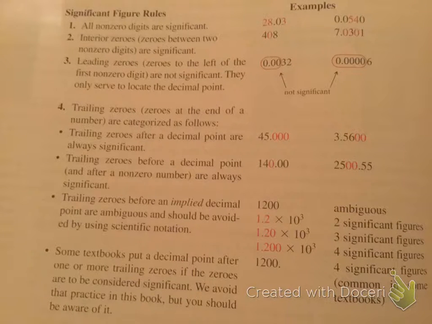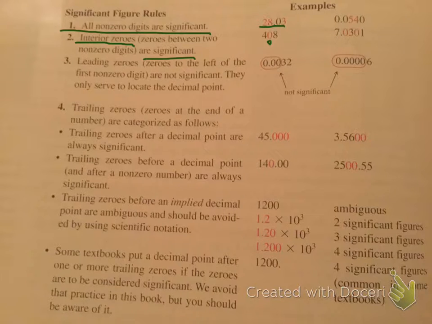So there are a few rules with significant figures. I always think that this looks a little bit more complicated than it really is. So the first rule is all non-zero digits are significant. So you don't even have to think about it. Whenever you see something that's not a zero, it's instantly a significant figure. Interior zeros are significant. So when a zero is in between two non-zero numbers, it's automatically significant.